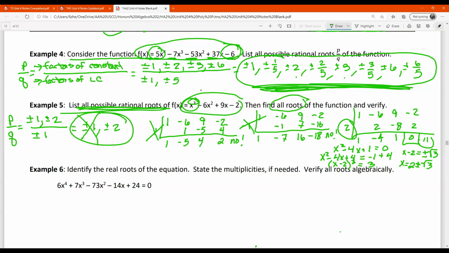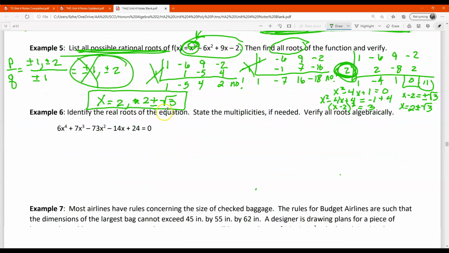Therefore, what are all my roots? Well, this is the only rational root. So I have x equals 2. And then I have x equals 2 plus or minus the square root of 3. How many roots did I find? 3 roots. 1 and then 2 here. And that's how many I should have because of that exponent.